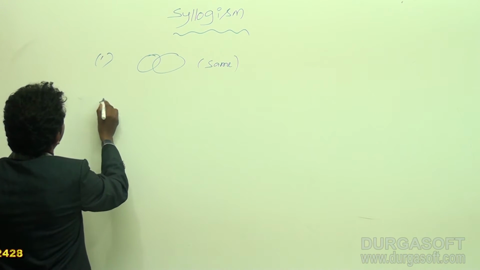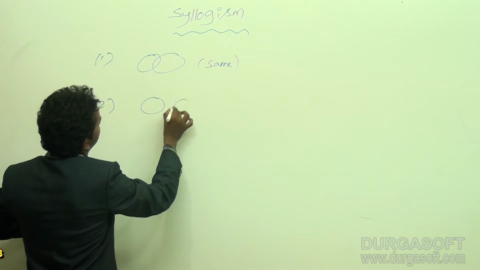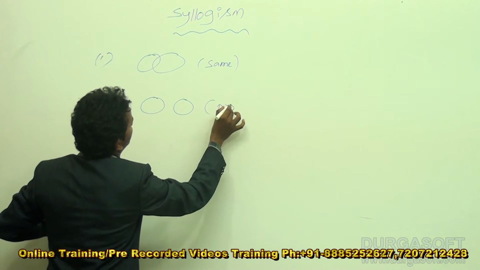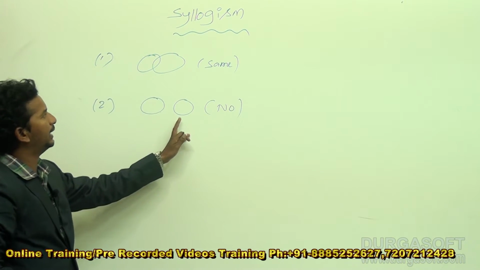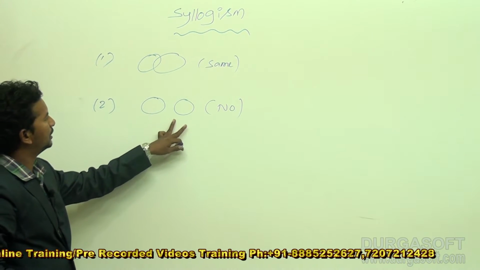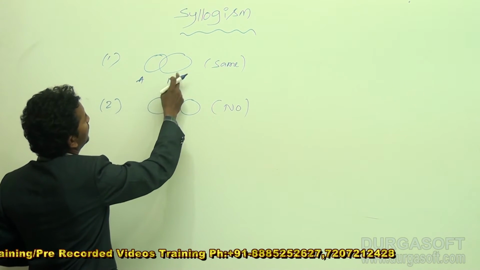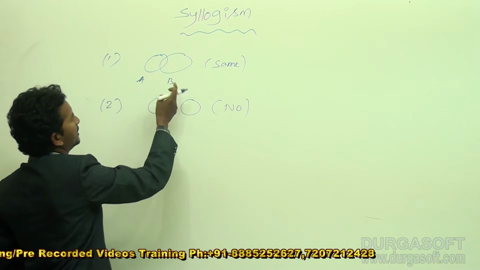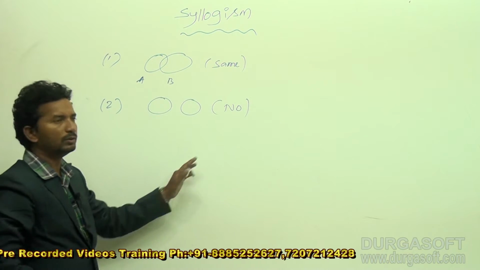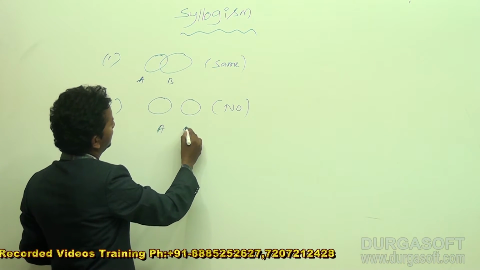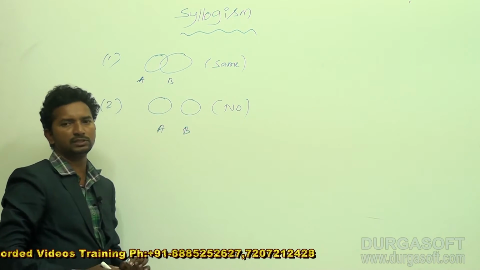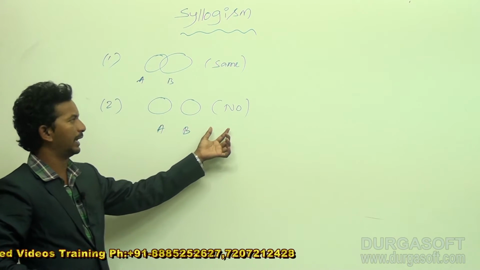Now this one is the individual diagram. This is called a diagram where there is no relation between the A diagram and the B diagram. So there is no relation. This is A and this is the B diagram. The relation is the some diagram. This is called a some diagram. There is no relation here between A and B. This relation is called a no diagram.